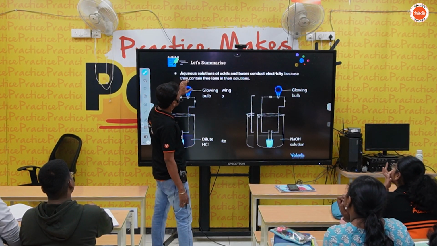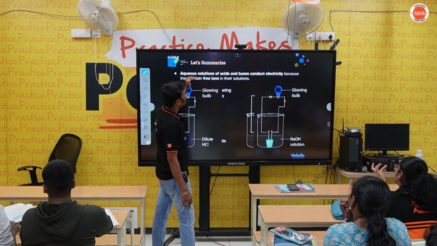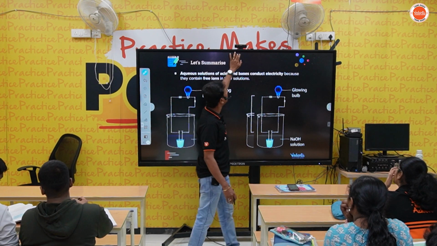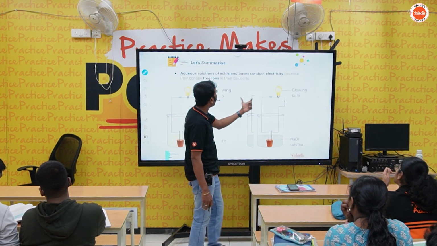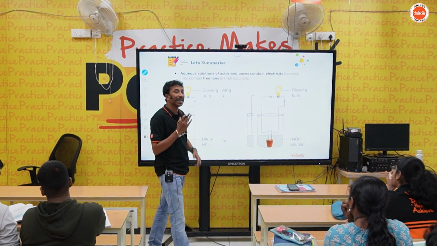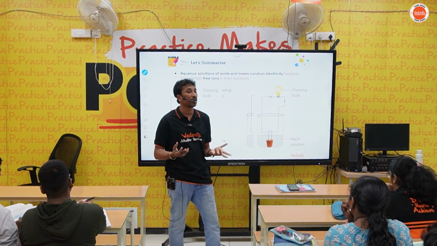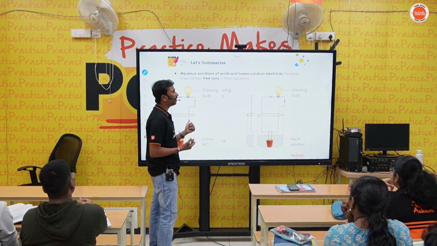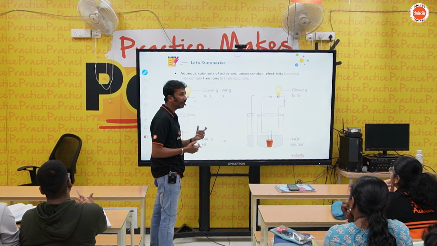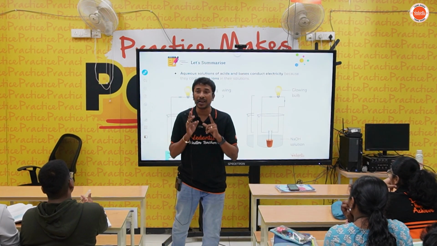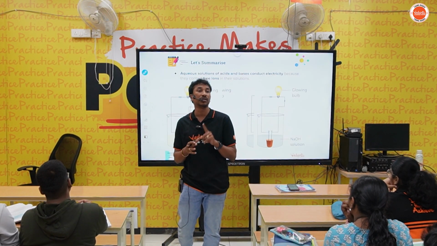Now we can see the solutions, since acids and bases conduct current, right? There will be a glowing of a bulb, and that's how you can infer that the substance contains what? Acids or bases. This is one of the ways where you can identify immediately. And remember, all acids, bases and salts are electrolytes.